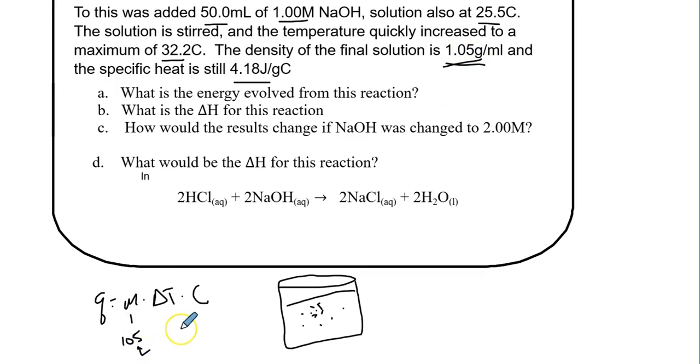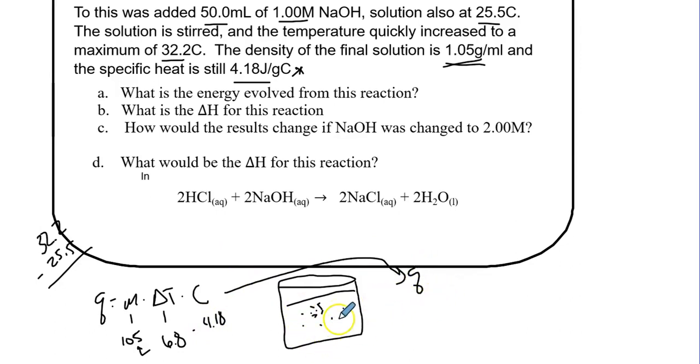Change in temperature is 32.2 minus 25.5, and that's my change in temperature. All right. 6.8 is my change in temperature. And then my specific heat is just, they're saying star here, it's not changing, 4.18. This will give me my Q that my chemical reaction evolves, and the water solution is absorbing.